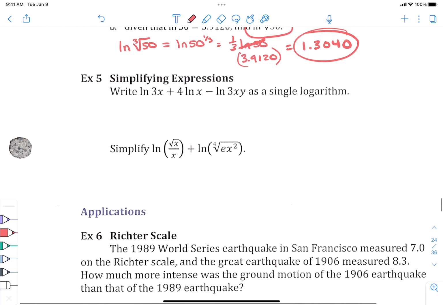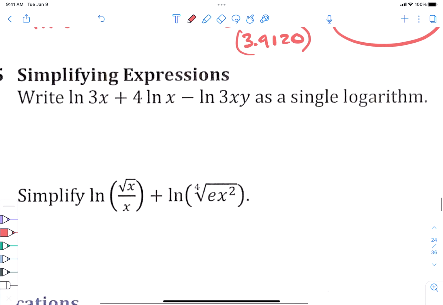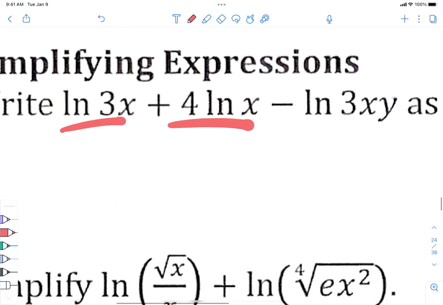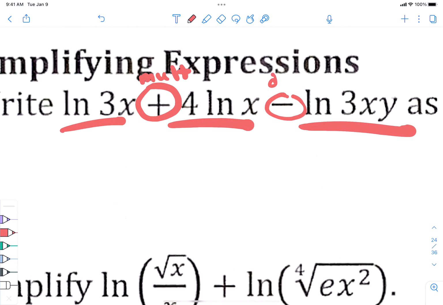All right, now, next one. Example 5. These are where they get really kind of yucky, so pay attention to these. They want us to write these all as a single log. Okay, first of all, how many pieces are there? 1, 2, 3. And there's a plus in between these, which means that we're going to eventually multiply those. There's a minus here, which means we're going to divide. Okay? So that's how that works.